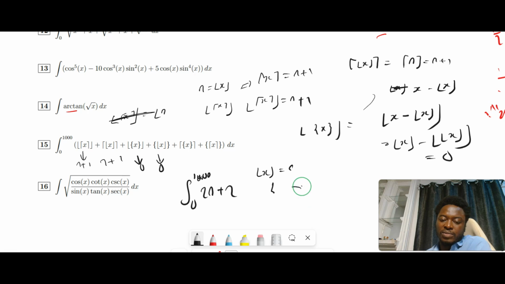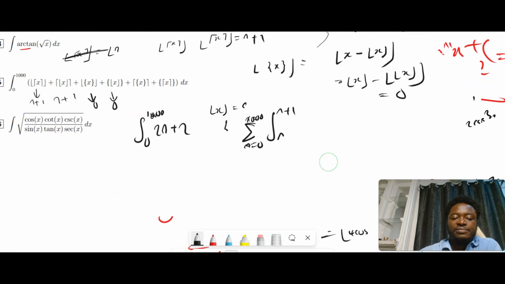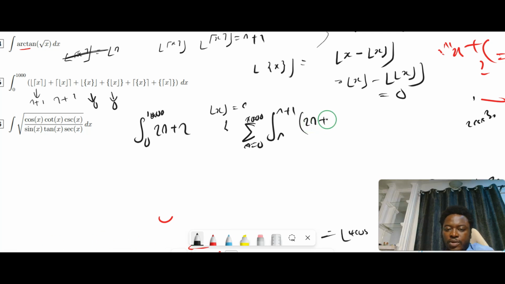Because we're looking at the sum from n equals 0 to n equals 1000 of this integral from n to n plus 1 of 2x, so you have 2n plus 2 dx, so that would be the sum as n equals 0 to 999 of twice of n plus 1.